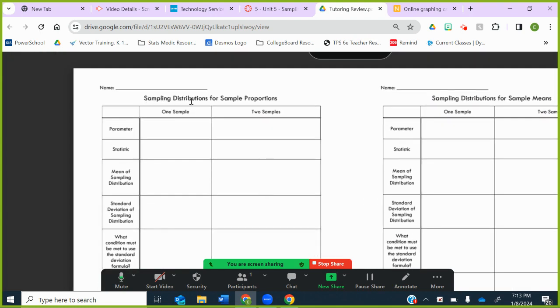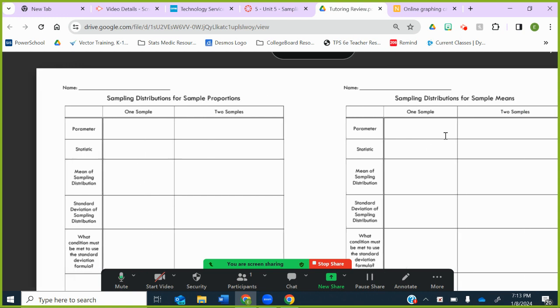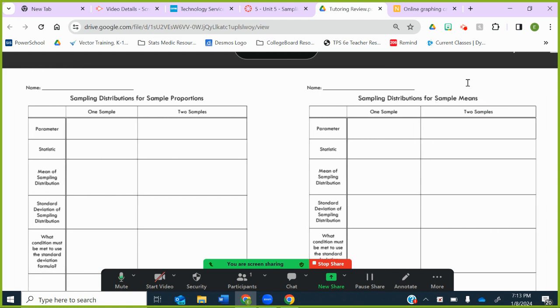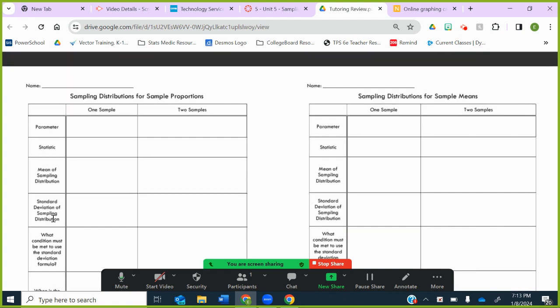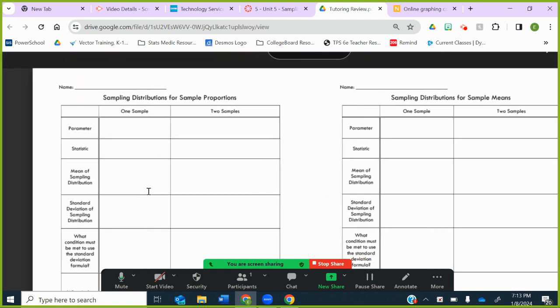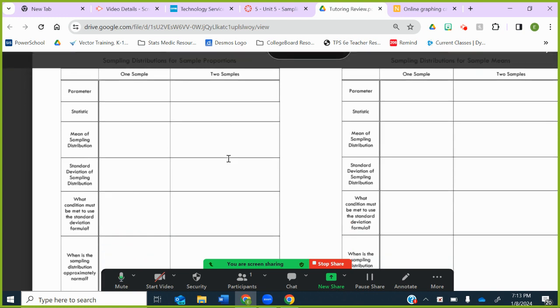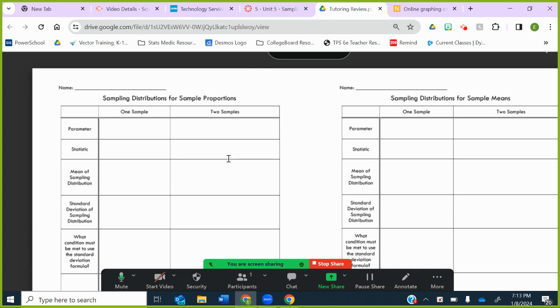So we have sampling distributions for sample proportions, one sample, two samples. Then we have means, one sample, two sample, and everything on the left you should be able to find in your notes. So I'm going to have you pause the video while you download this document. You could print it or just copy it on a sheet of paper and try to go through all of your notes and organize the different sampling distributions that we've learned so far. While you do that, I'm going to share my screen. You can pause this and come back to it to see a filled in version.